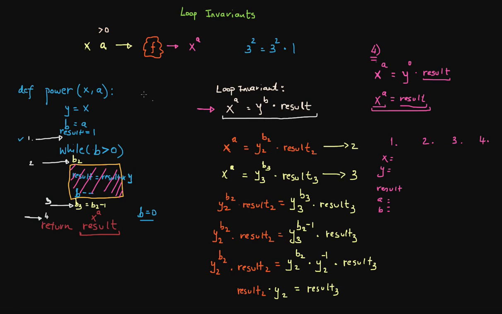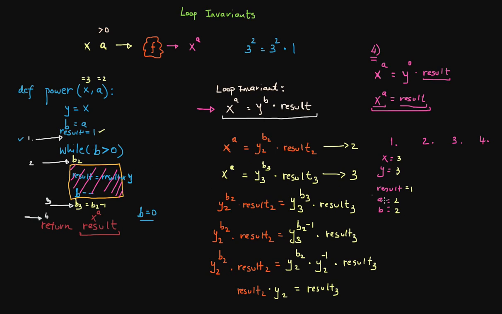Let's say the function gets called with x equals 3, and let's have a equals 2. So at point 1, I have x equals 3. I have y equals 3 as well, and I've got my a equals 2. I've got my b equals 2. So what should result be? Well, if this is my loop invariant, I already know what x^a is. I already know what y^b is. The result is something that must be equal to 1. So my result matches right there.